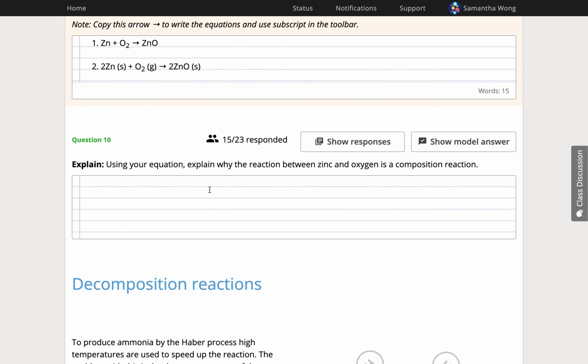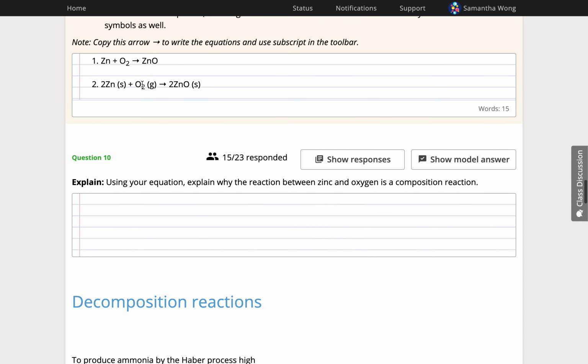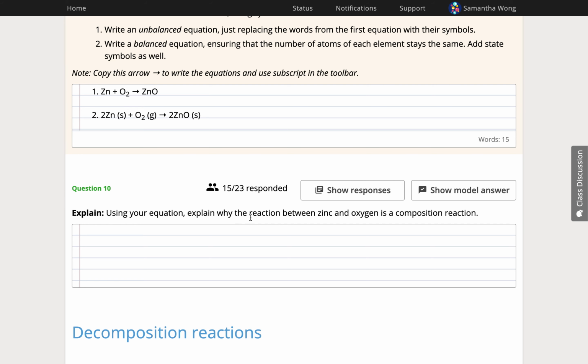Moving on to question 10. Using your equation, so the ones up above here, explain why the reaction between zinc and oxygen is a composition reaction. So, if we review what a composition reaction is, it is a reaction that requires 2 or more reactants that form a single product.